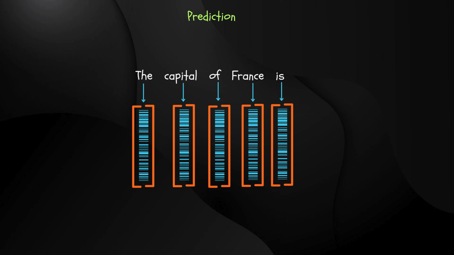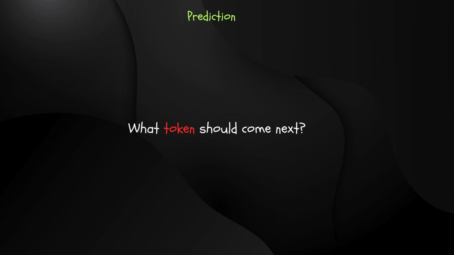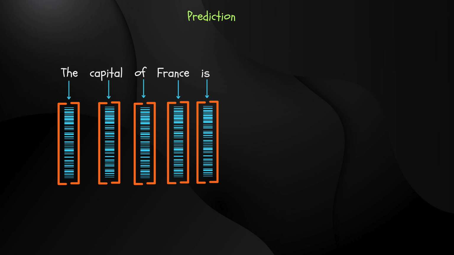Now comes the prediction step. Up to this point, the transformer has processed the entire prompt. It has analyzed the relationships between words, captured the context, and transformed the original token embeddings into rich contextual representations. Now the model faces a simple question: what token should come next? Let's take an example. Suppose the prompt is, "The capital of France is."